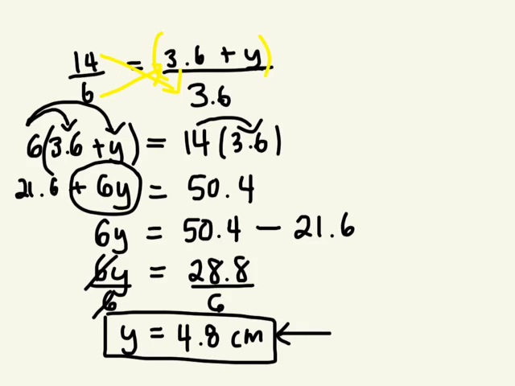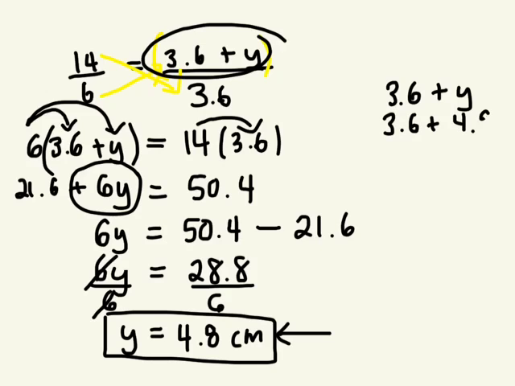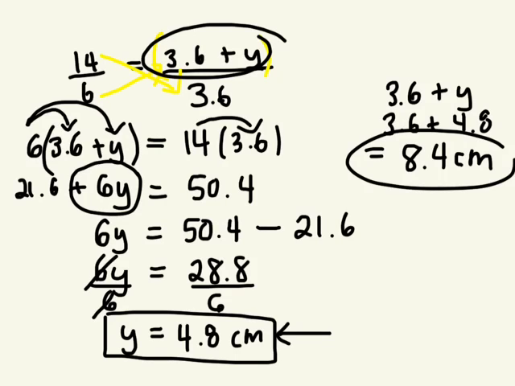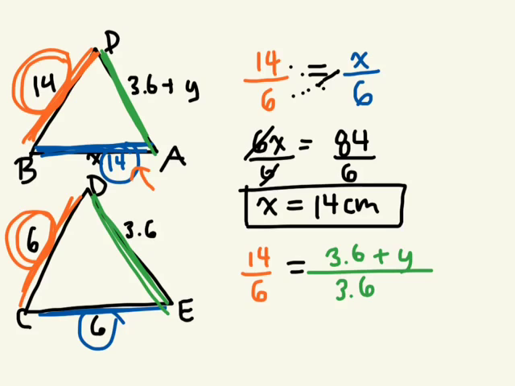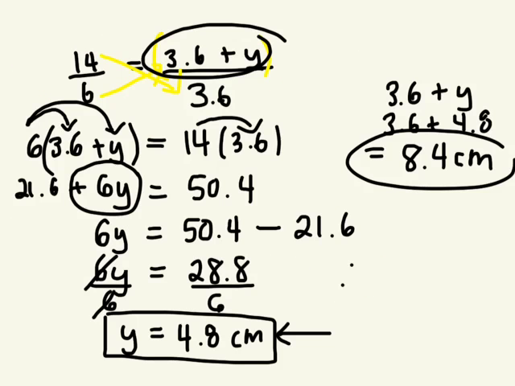Go back to your original diagram. What was the side length? It was 3.6 plus y, remember? So what's 3.6 plus 4.8? 8.4 centimeters was the missing side length. Which side was that? What letter? It was DA. So, remember here? Side length DA is equal to 8.4 centimeters, and we solved all parts to this triangle. Well, we didn't solve the angles, but we solved all the side lengths.